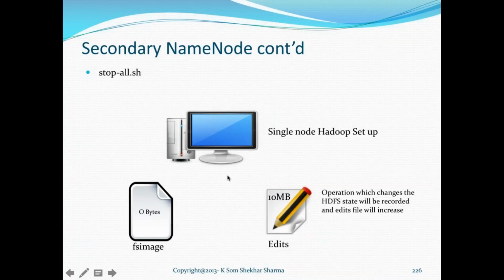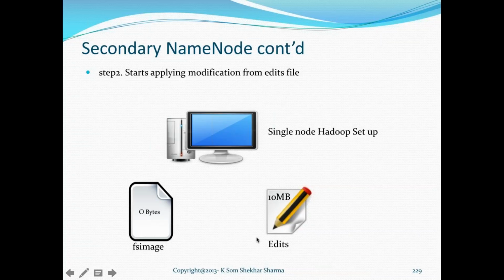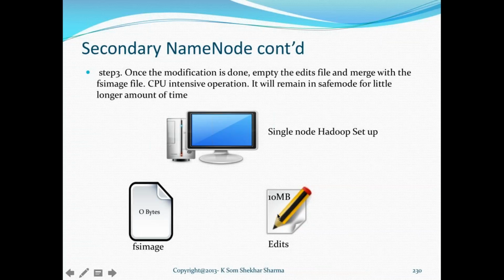Then you have stopped your cluster at this state where the size of the FS image is 0 and the edits file is 10 MB. And then again you have started your cluster. It will restore the previous HDFS state by reading the FS image file. Nothing is there, so it would be a faster operation. Then it will start applying the modifications from the edits file. Something is there, because a 10 MB file is there.